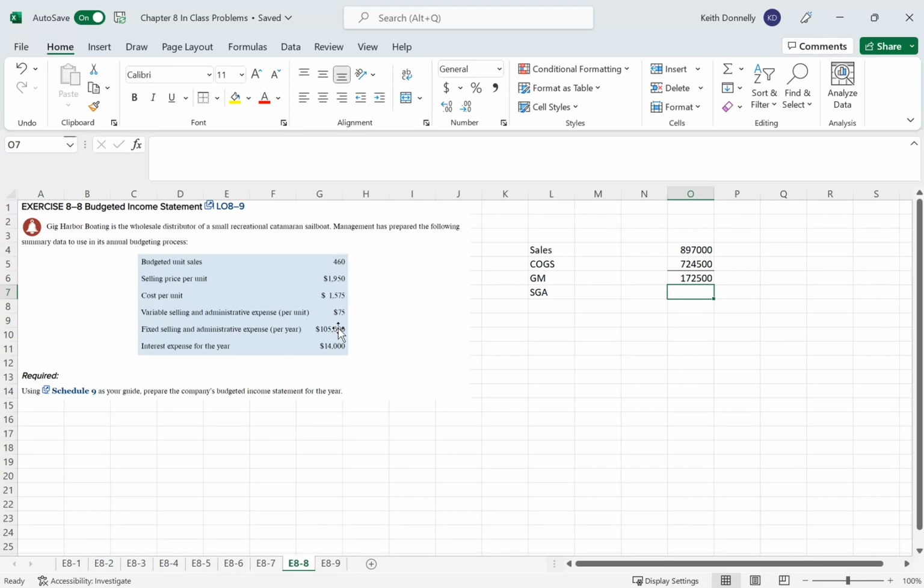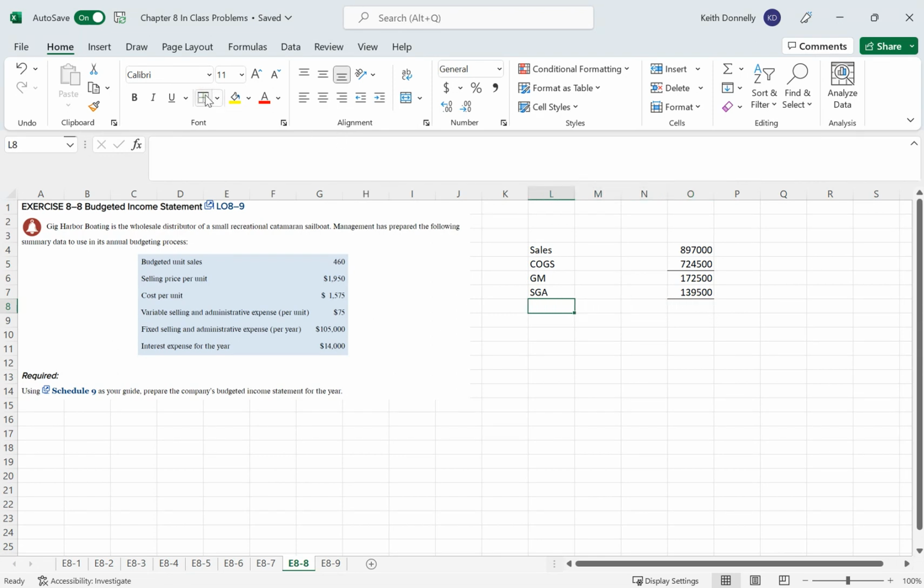So what we're going to do here is we'll have the 105 fixed plus the variable component, which says it's going to be $75 per unit, and if we sold 460 of them, we'll have our fixed component and our variable component. Oh, hold on. This should be in the thousands. That's why it's off. 105,000 plus 75. Okay, yep, there we go.